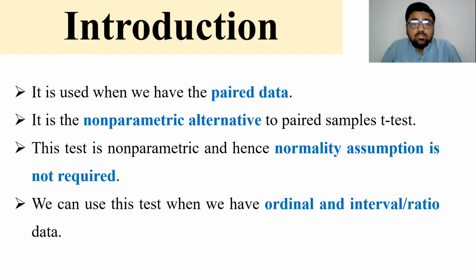This test can be used when we have ordinal data and interval or ratio scaled data. So in case of paired t-test, we require the interval or ratio scale data. But in case of Wilcoxon Sign Rank Test, it can be used when we have the ordinal data also.